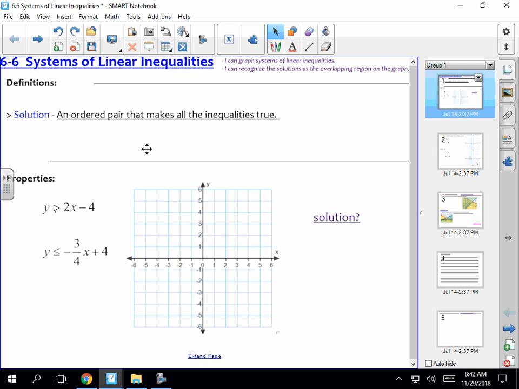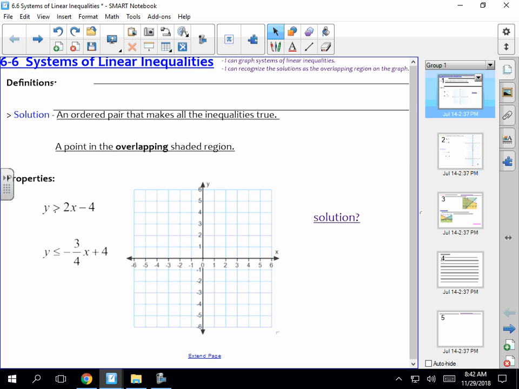A solution is an ordered pair that makes all the inequalities true. So what we're going to be doing today is graphing two linear inequalities on the same graphing grid and then finding the overlapping shaded region. So we're going to find an overlapping shaded region.